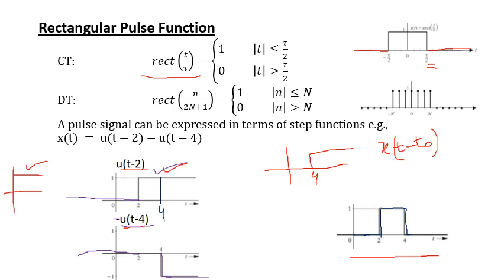Again from 4 and beyond, this signal is minus 1 and this signal is plus 1, so plus 1 plus minus 1 results in 0. That means from 4 up to infinity, this results in 0. So this signal, which is a pulse signal, can be expressed in terms of the step function like this: u of t minus 2 minus u of t minus 4.